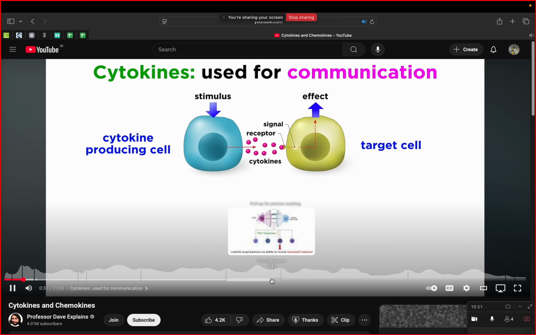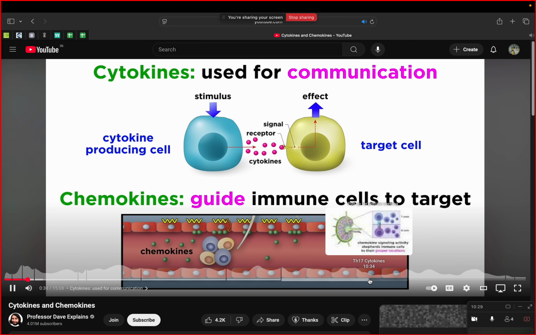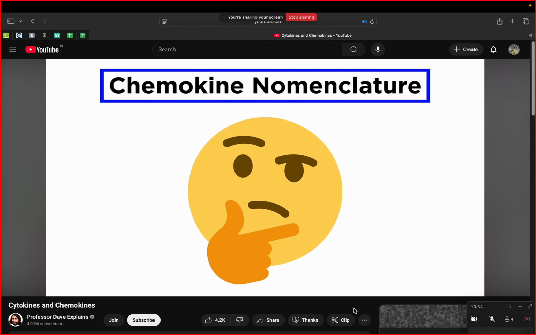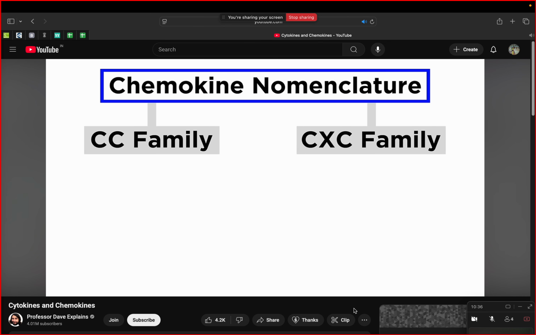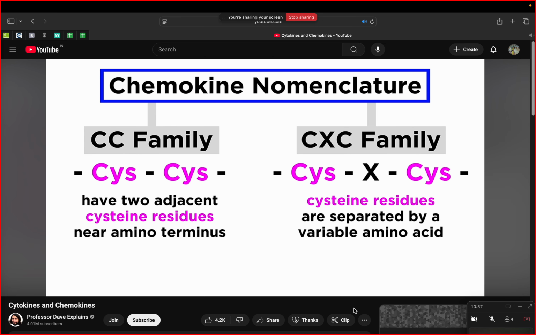Recall that cytokines are used by immune cells to communicate with one another, while chemokines guide the migration and localization of immune cells. Chemokine nomenclature can also get a little confusing, so let's break it down. There are 2 major families of chemokines: the CC family and the CXC family. CC chemokines are named as such because there are 2 adjacent cysteine amino acid residues near the amino terminus of the protein. Each of these residues is represented with the letter C.